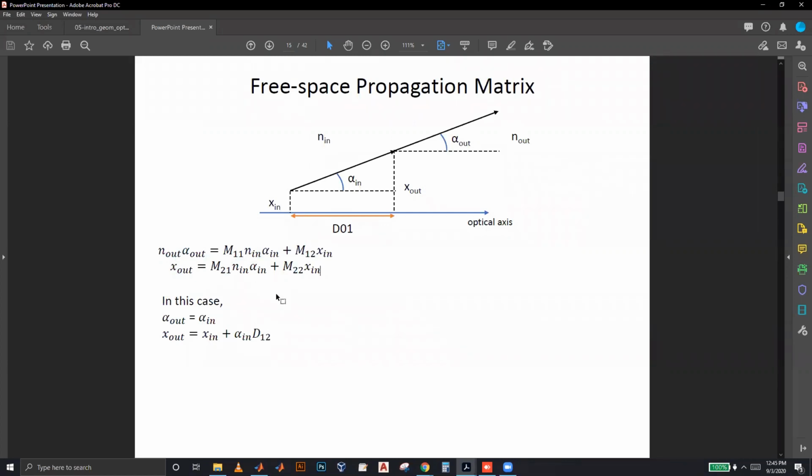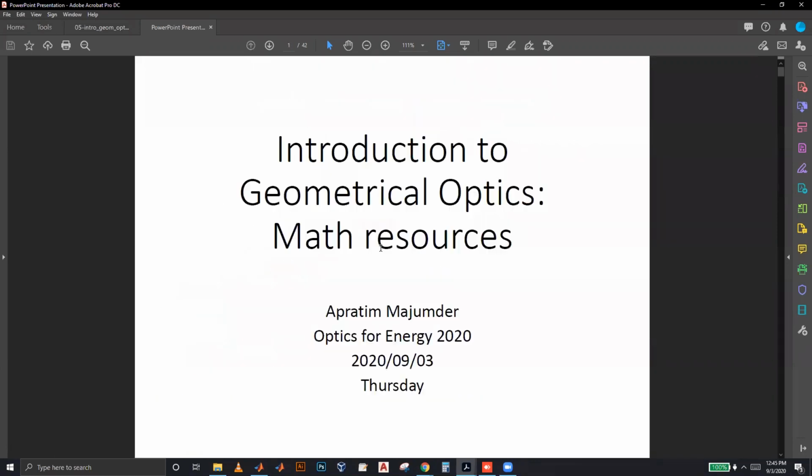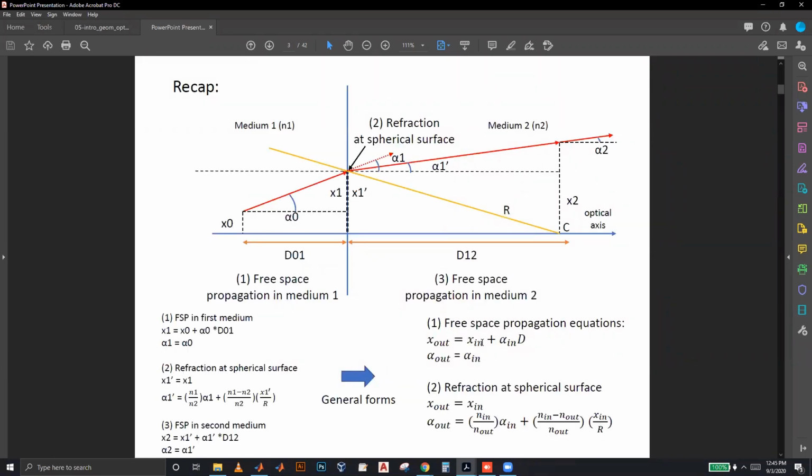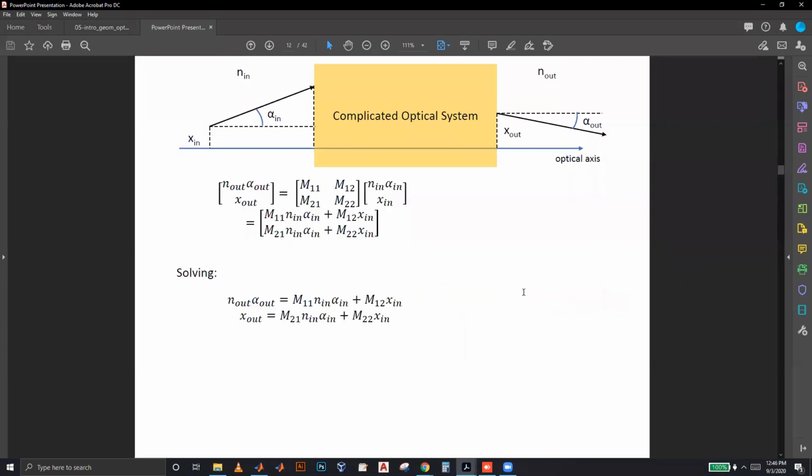Now why we are doing this exercise is because we want to figure out what the values of these coefficients are. What is M11, what is M12, 21, 22, and so on. So in this case, remember, alpha out equals alpha in. So I've put that here. X out equals X in plus this height, which we determined in the last class, is equal to alpha in times d01. You can go back a few slides and see over here the general forms, X in plus alpha in times d, and alpha out equals alpha in. So the free space propagation equations, general form, is what has been put down over here.